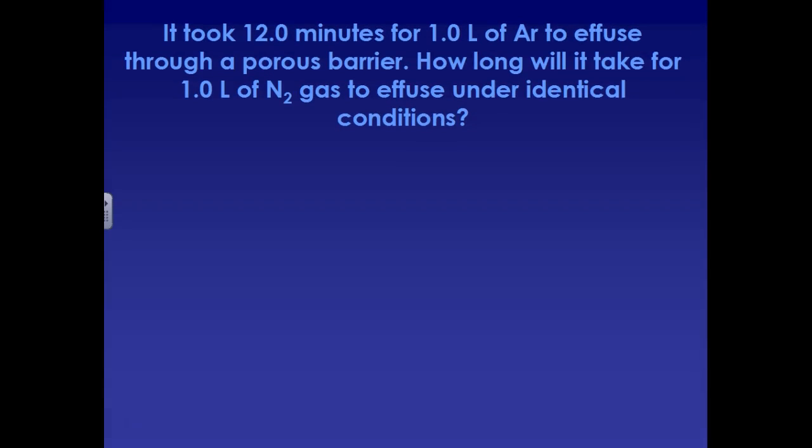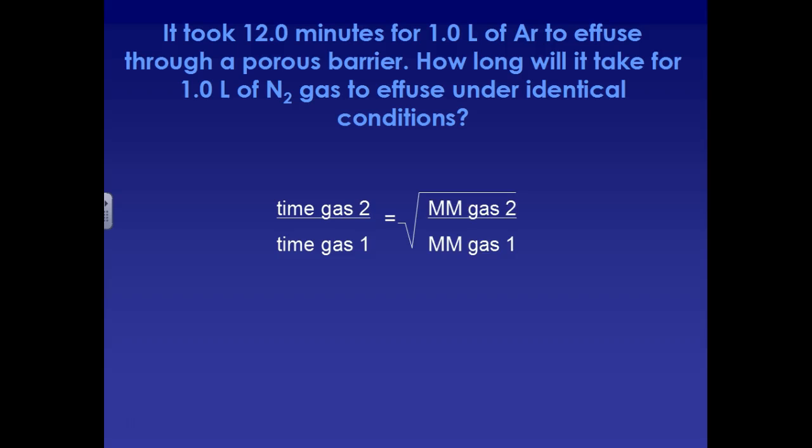The other example I'm going to have you look at involves argon and nitrogen. It took 12 minutes for 1 liter of argon to effuse through a porous barrier. Now I'm going to ask how long it'll take nitrogen to effuse under identical conditions. Remember, I told you that if you have the same amount of argon and nitrogen, you don't have to do the rates. You can just look at the times and compare them to the molar masses of those gases.